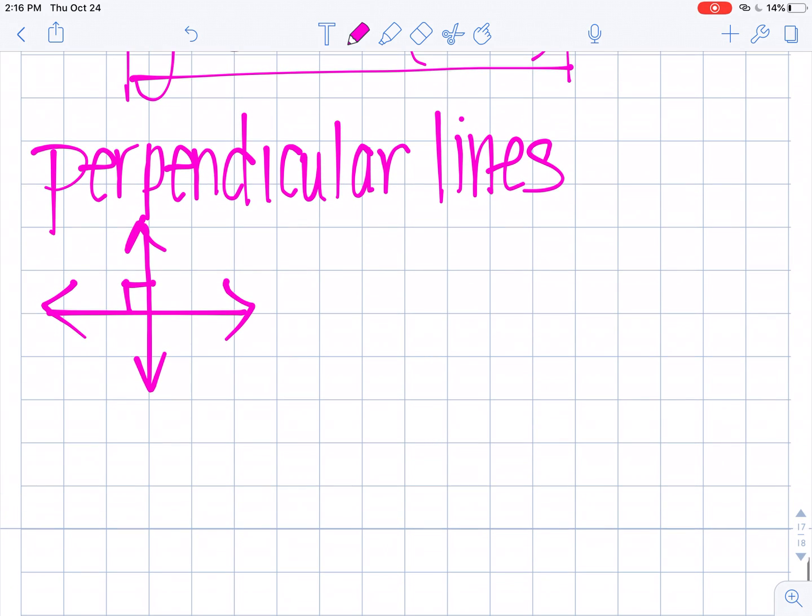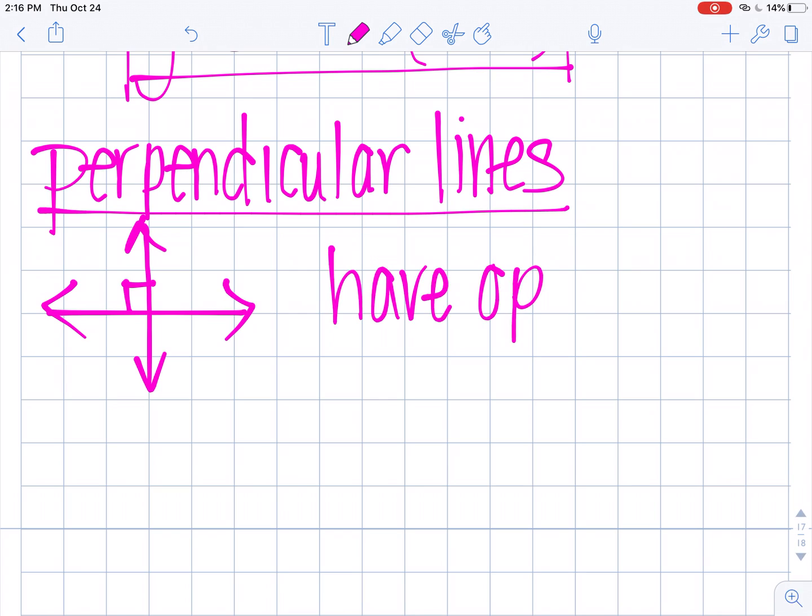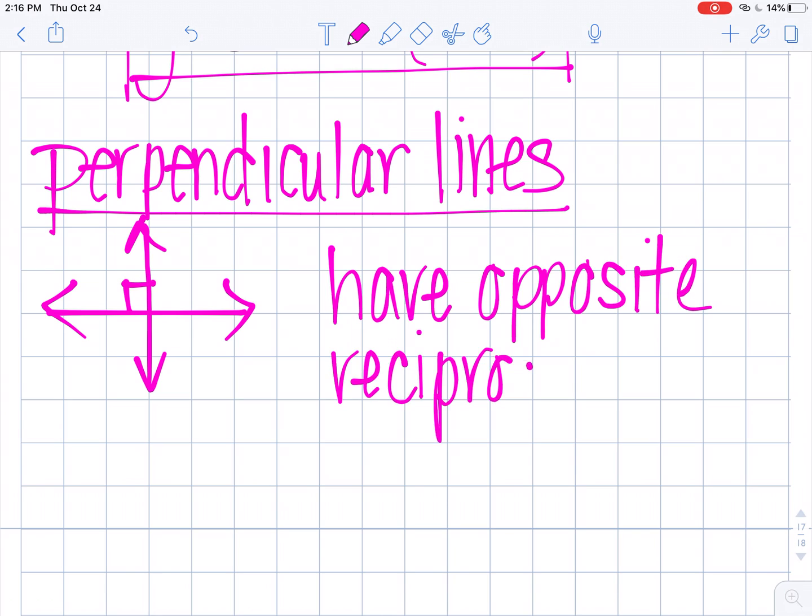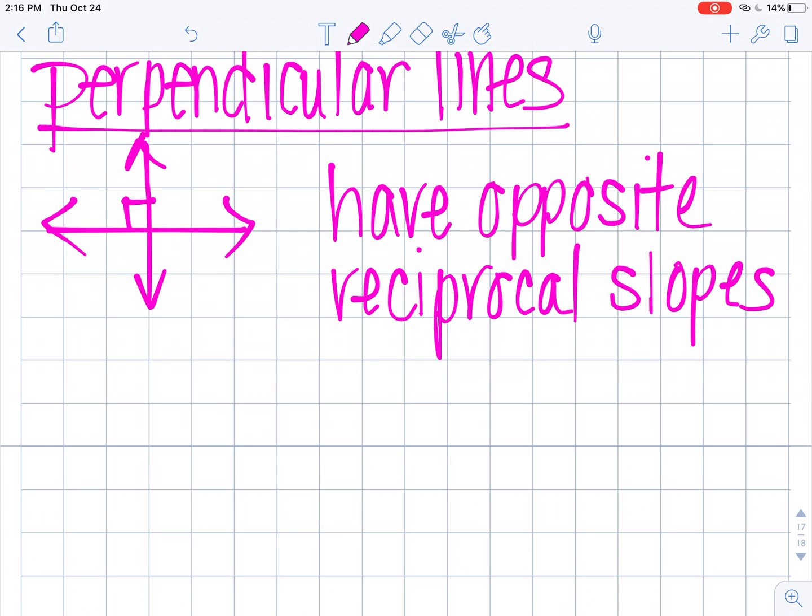Okay? And their slopes are related in the following way. Perpendicular lines have opposite reciprocal slopes. So what does that mean? Opposite means change the sign. So if it's positive, change it to negative, and if it's negative, change it to positive. And reciprocal means you flip the fraction. So let me give you some examples. And we show perpendicular lines like this, by the way, with an upside down t.